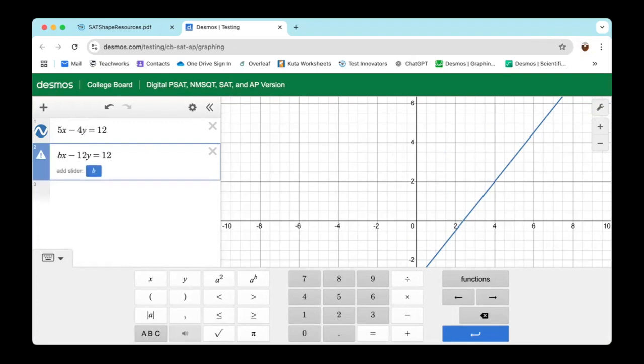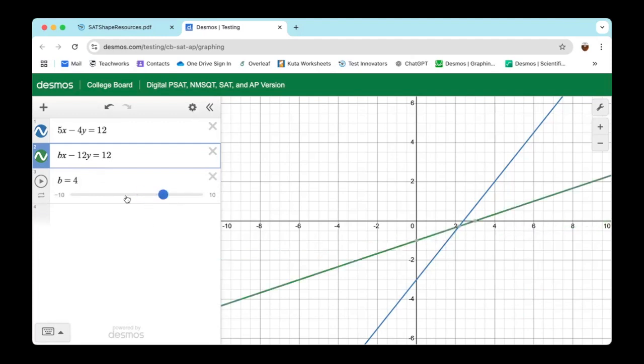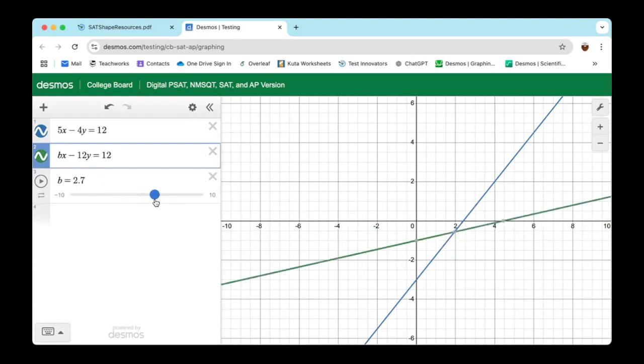Anytime you type in a letter other than x or y, because Desmos is only going to recognize x and y when graphing because of the x-axis and the y-axis, you can add a slider. So we're going to add a slider. The point of the slider is to manipulate it and see what happens with the different b values, right?